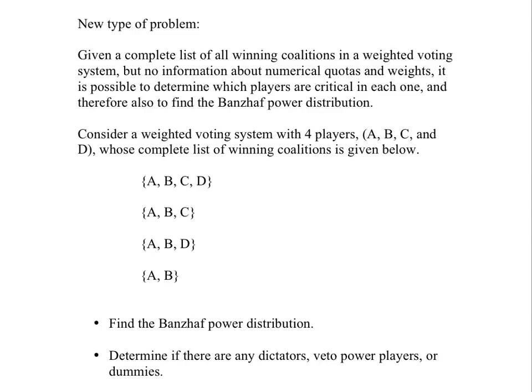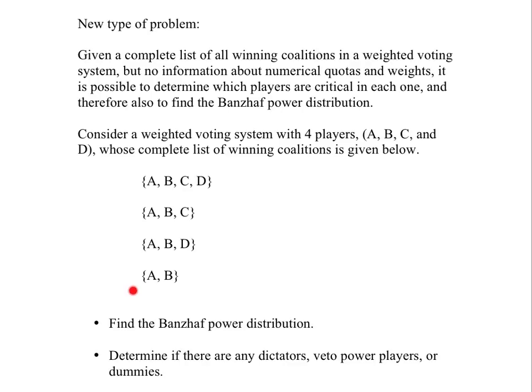So it's possible, just with this complete list of winning coalitions, to determine which players are critical in each winning coalition. And once you know which players are critical in each winning coalition, you can also find the Banzhaf power distribution. As an example, consider a weighted voting system with 4 players, let's call them A, B, C, and D, whose complete list of winning coalitions is as follows.